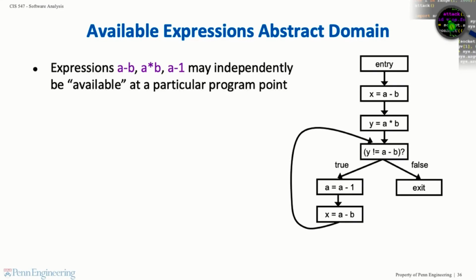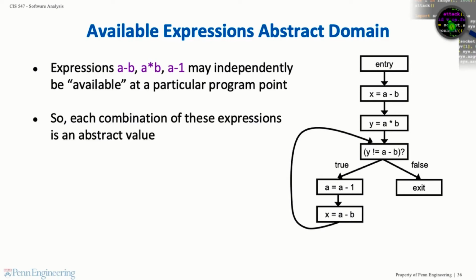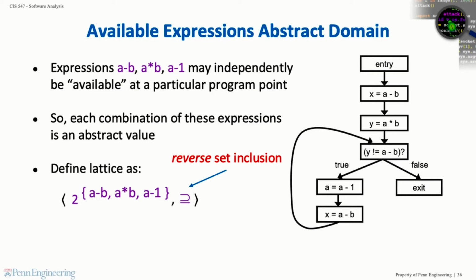The expressions a minus b, a times b, and a minus 1 may independently be available at a particular program point. So each combination of these 3 expressions is an abstract value. Since the abstract domain is the set of abstract values, it becomes the power set of the set of these 3 expressions. Furthermore, these abstract values are partially ordered by reverse set inclusion, since a larger set of available expressions corresponds to a more precise abstract value. This is similar to what we saw for very busy expressions analysis.